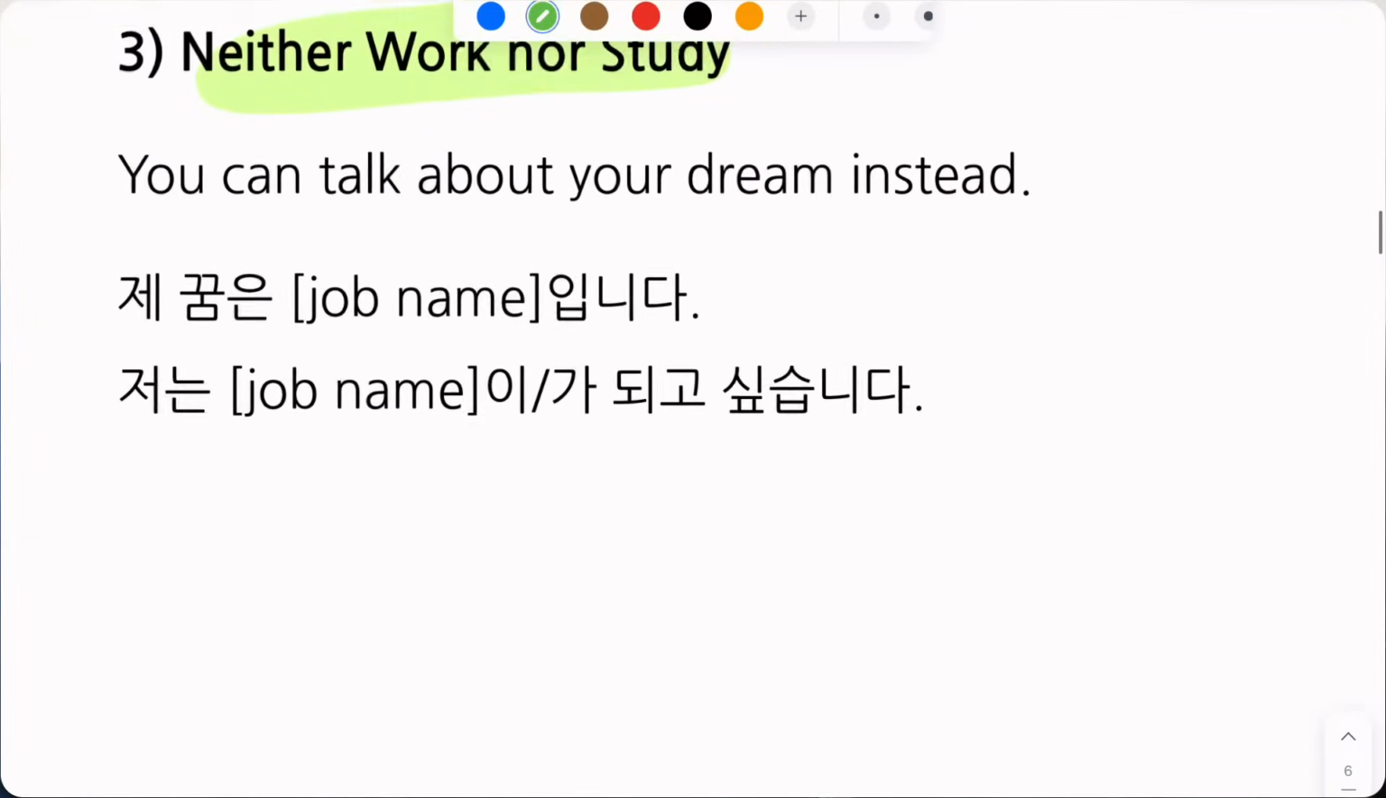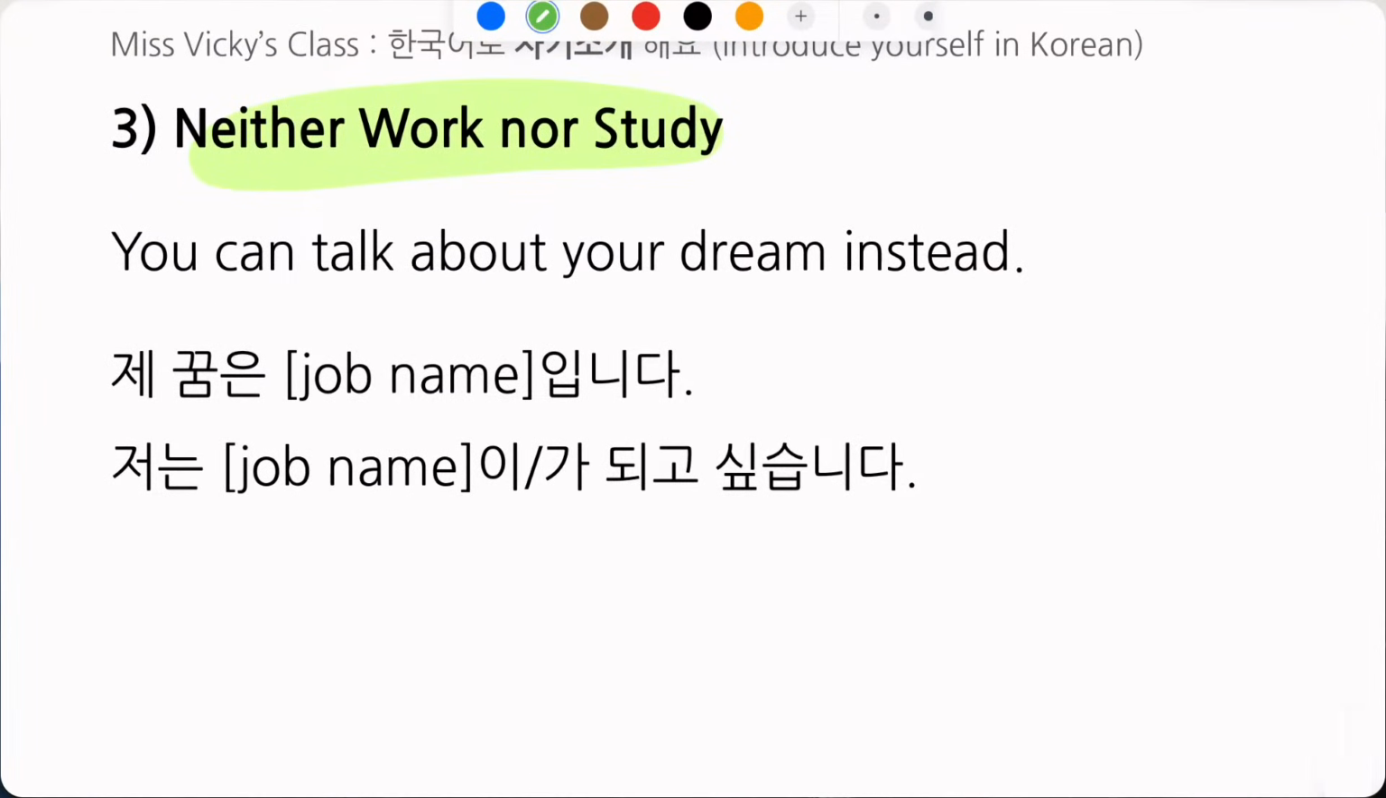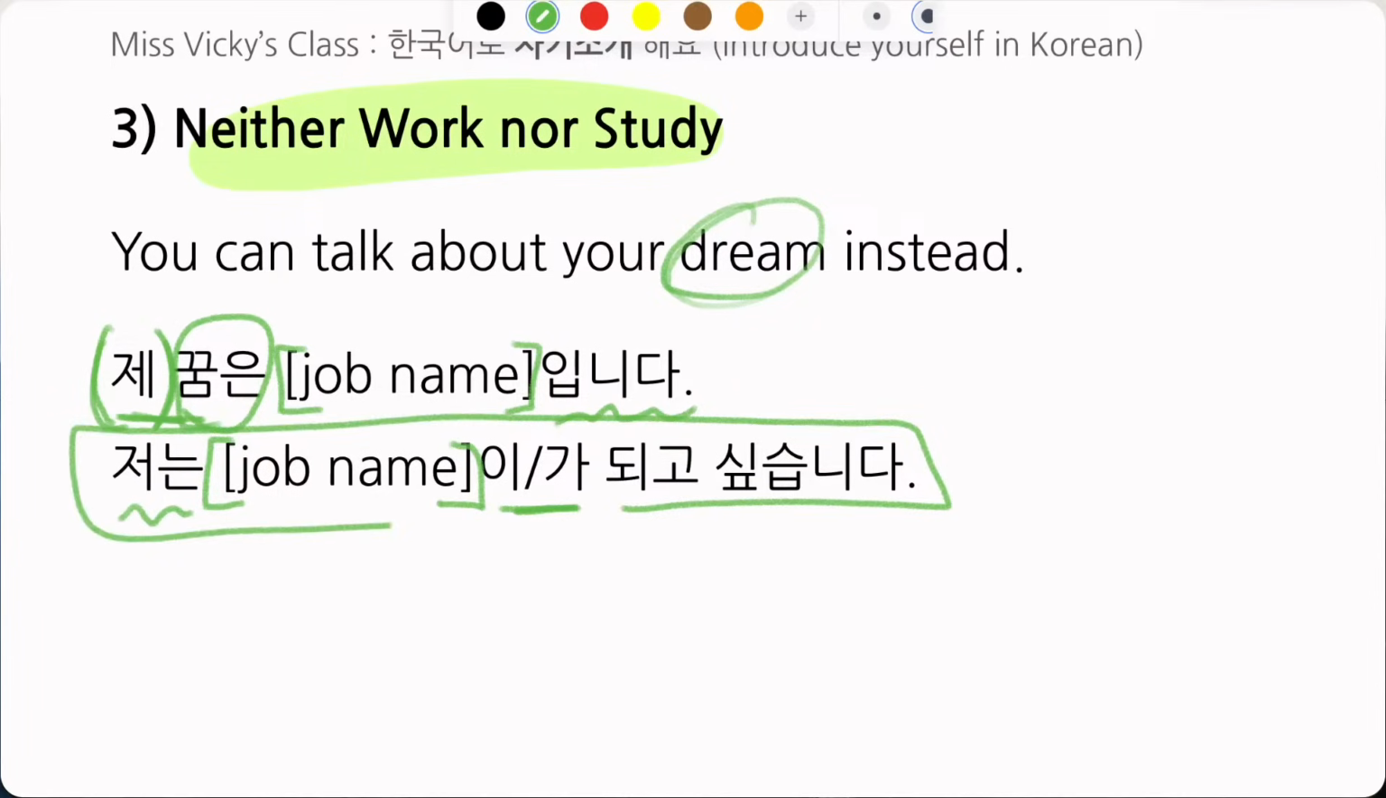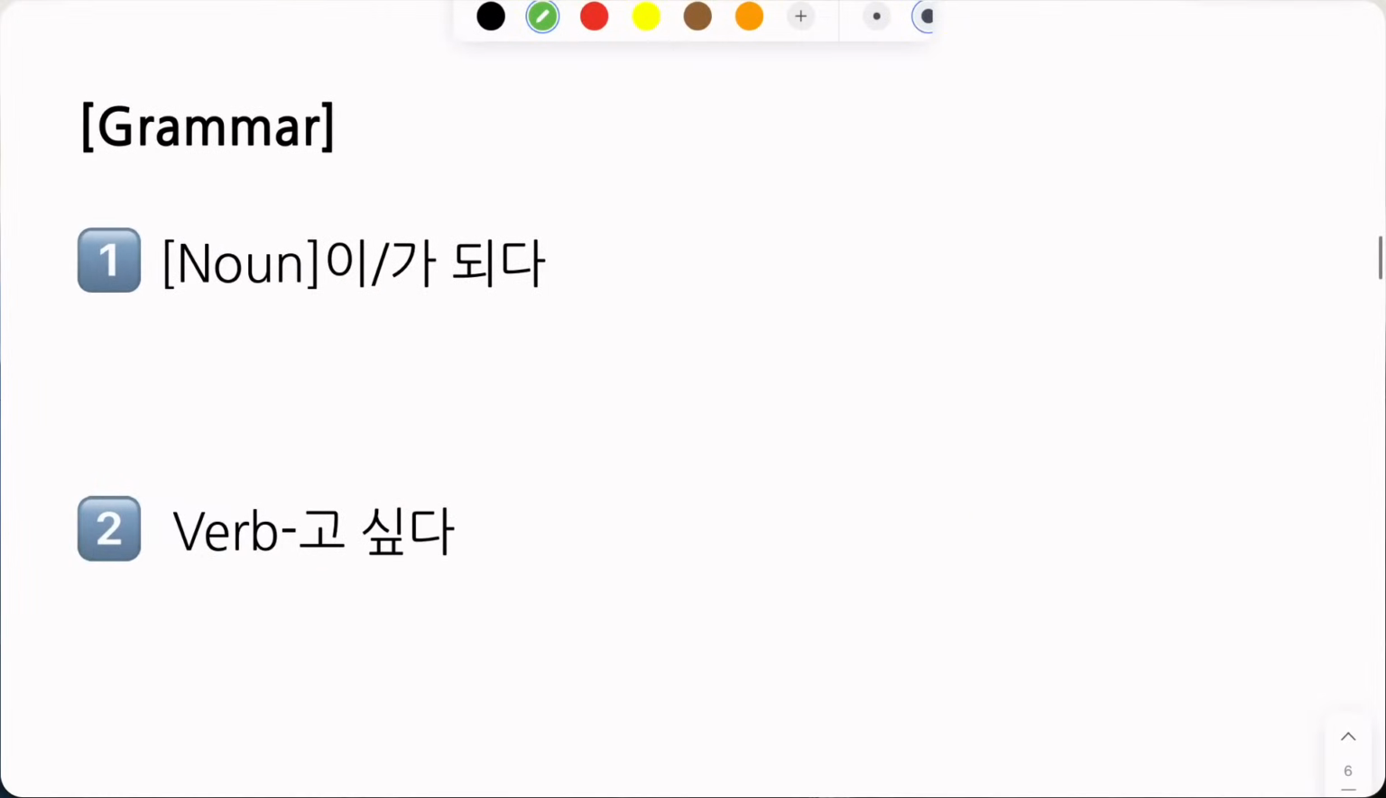그 다음에, let's say you neither work nor study. Then you can talk about your dream instead. 네, dream 얘기하면 되죠, 그쵸? You can say 제 꿈은, or you could also remove 제 because, as we learned, it's obvious that we're talking about my dream. 그렇기 때문에 그냥 꿈은 my dream, your job name입니다. Or you could also say 저는 job name이/가 되고 싶습니다. So this is a rather more layered sentence. So let's break it down first.